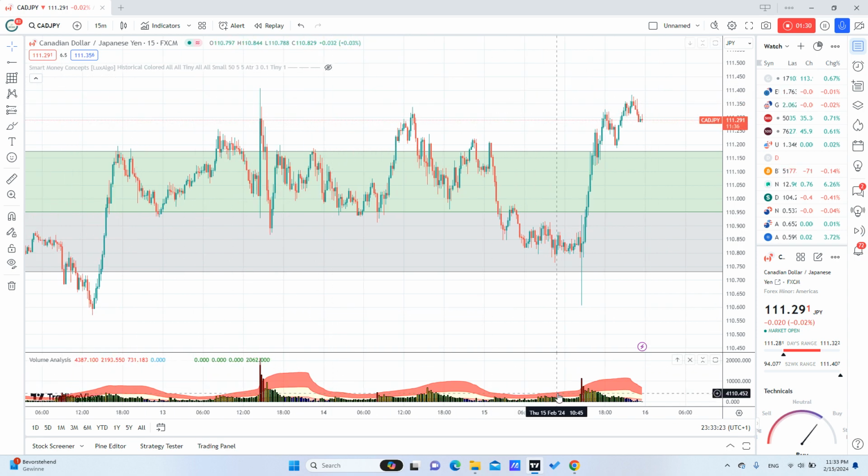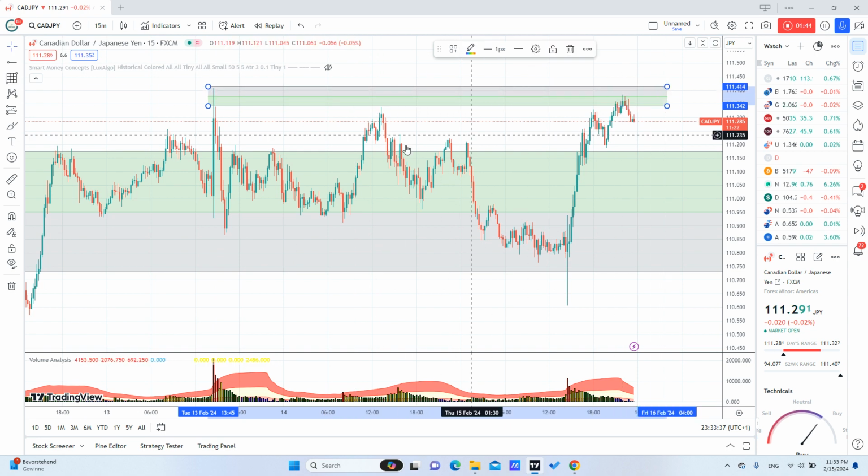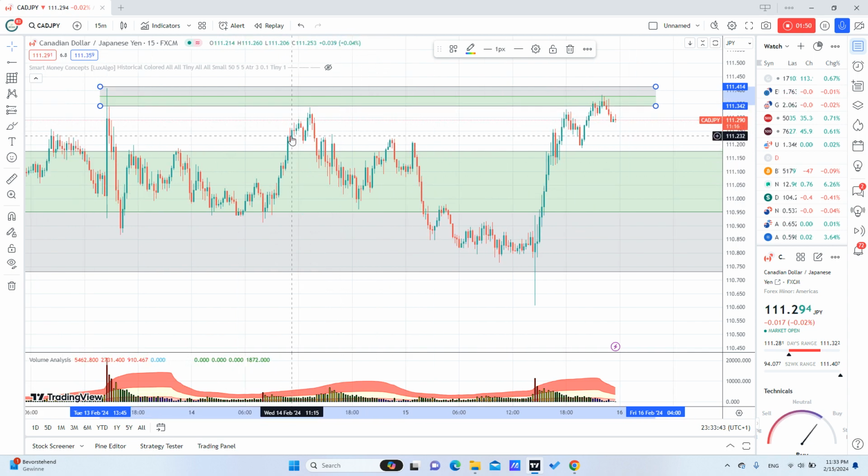And here we have this volume. I think this volume was only to take this inducement here. As you can see here, it is the same setup because we have this supply zone and we have this inducement here, and it also was taken out.